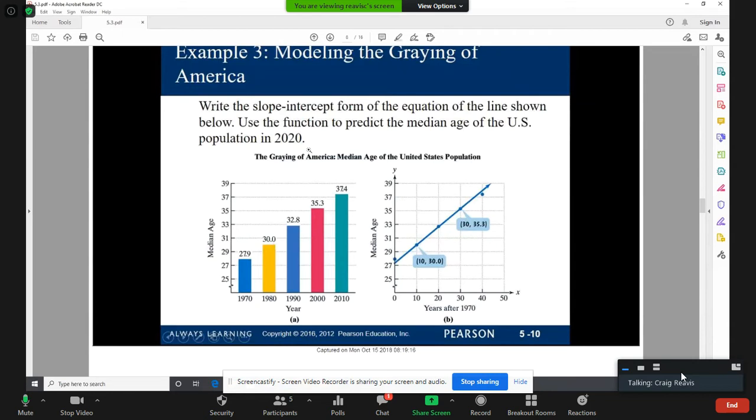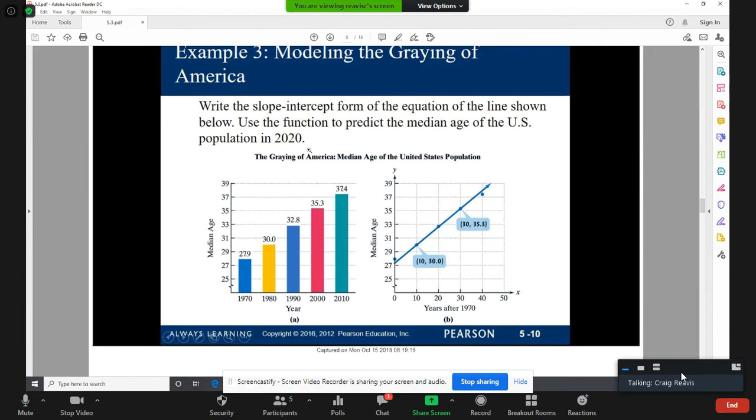So remember, anytime you see write an equation, we are going to our point slope form. y minus y1 equals m times x minus x1. So what do we need? We need a point and the slope. So is there enough information here to find a point and the slope? Well, if I look at that second chart there, it gives me 2 points. So I'm good. I've got points to use. I can either use (30, 35.3), or I can use (10, 30).